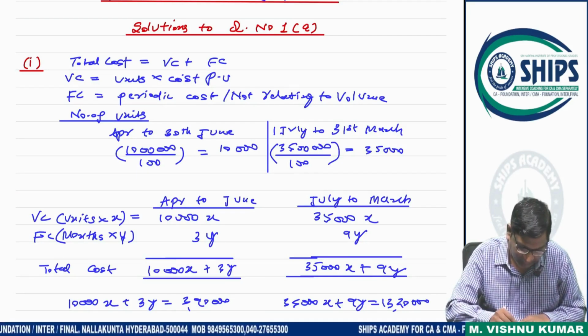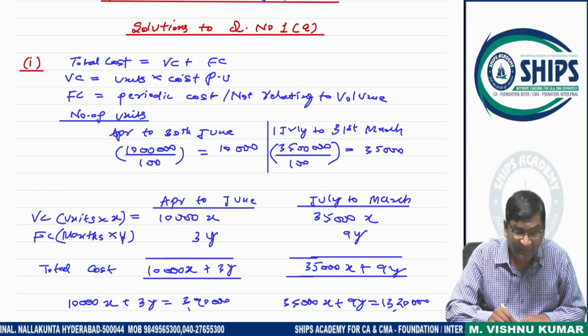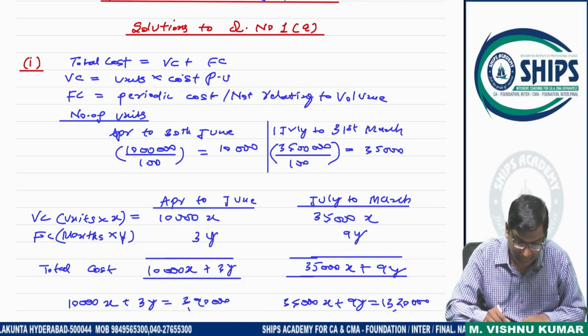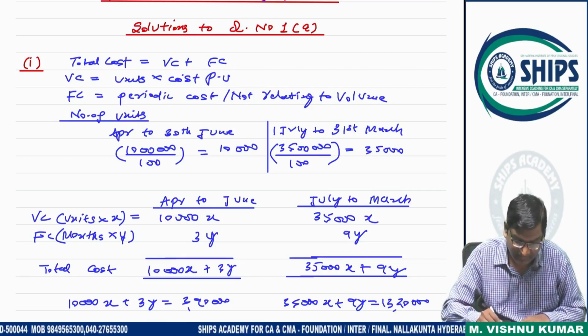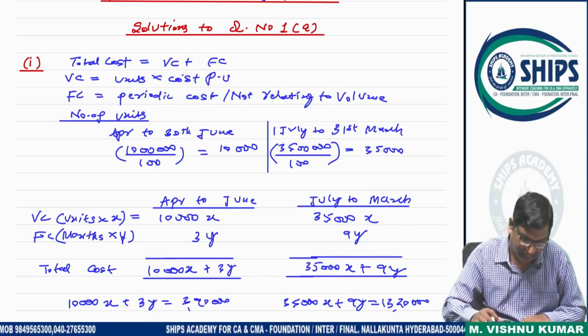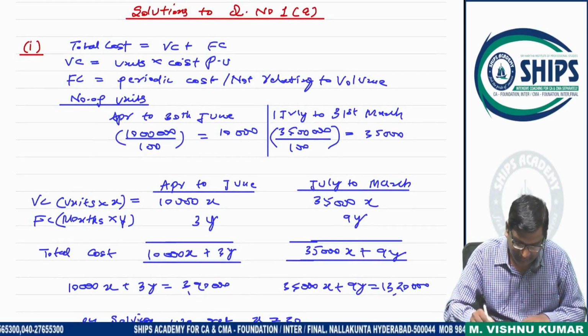So the number of units you have to calculate from April to 30 June means 3 months. This will be sales divided by 100 rupees selling price per unit, 10,000. And next will be 9 months, 1st July to 31st March. This is 35 lakhs by 100, 35,000. So 10,000 units, 35,000 units.